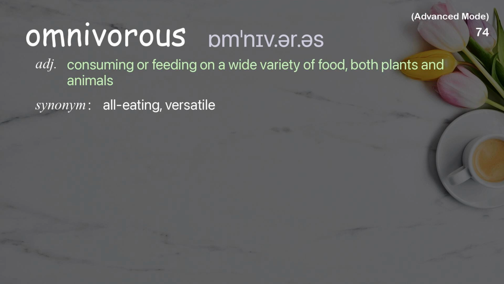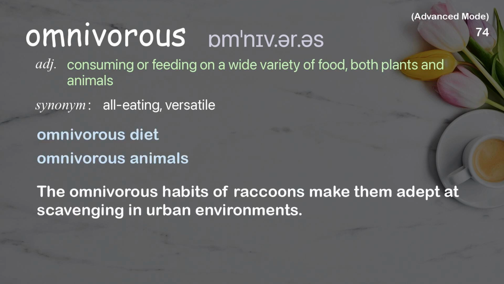Omnivorous. Consuming or feeding on a wide variety of food, both plants and animals. Examples: Omnivorous diet. Omnivorous animals. The omnivorous habits of raccoons make them adept at scavenging in urban environments.